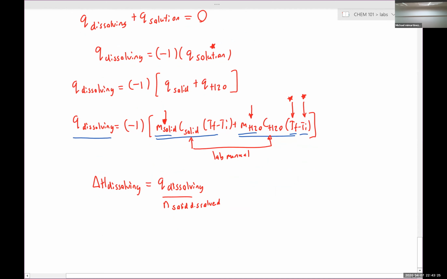Once you have the heat associated with dissolving your sample, you're going to calculate the enthalpy of solution by taking the heat associated with dissolving your sample and divide it by the moles of solid dissolved. And that's our review of today's experiment procedure.